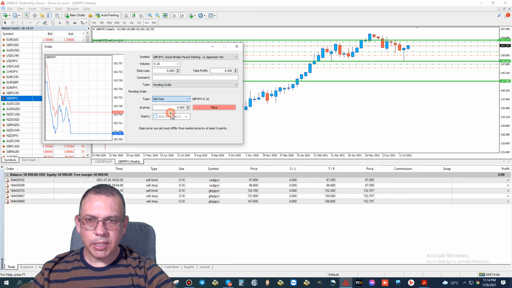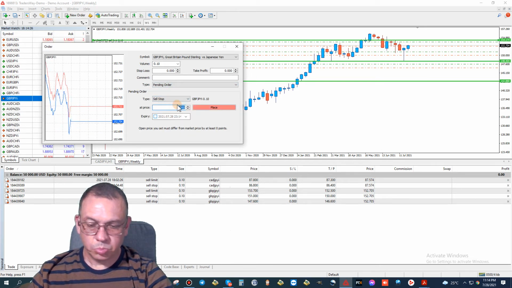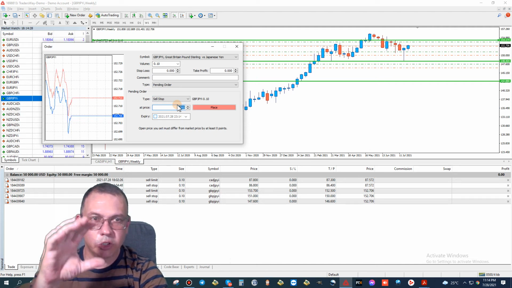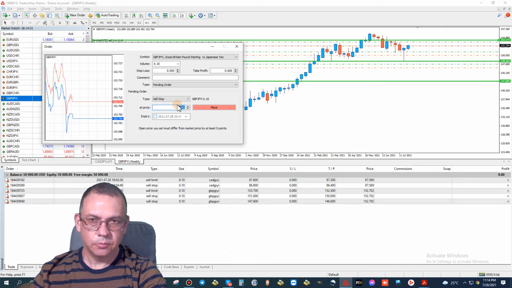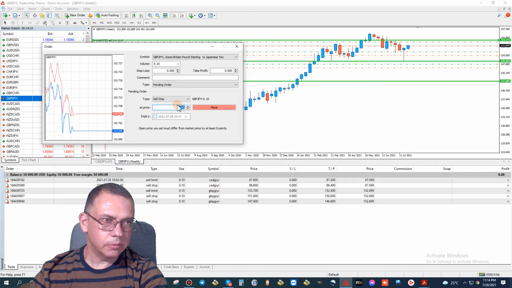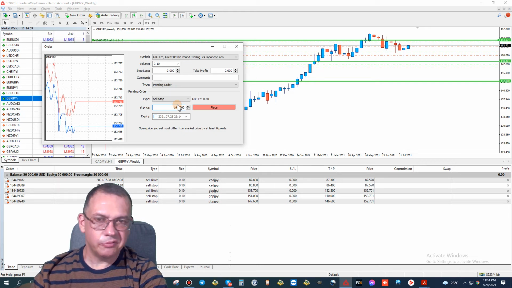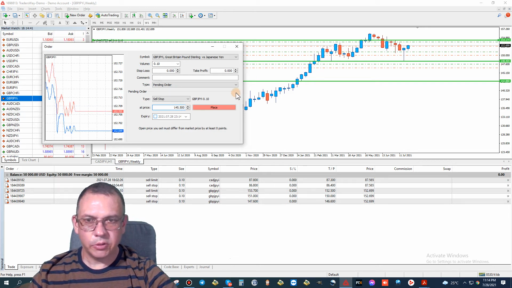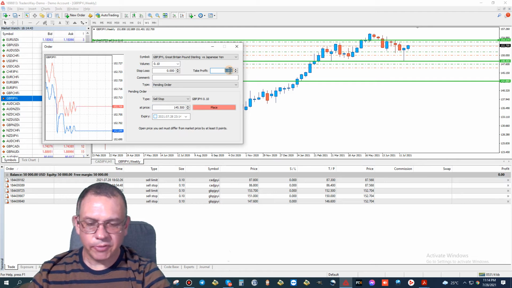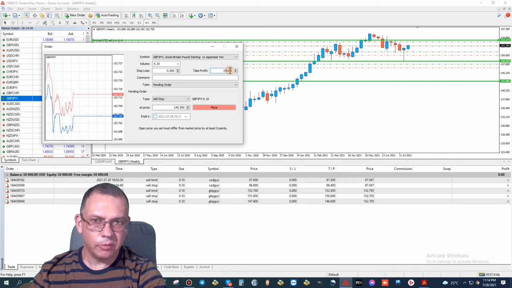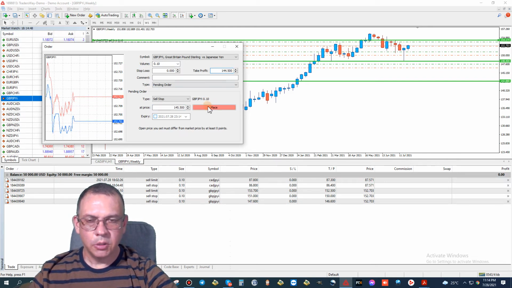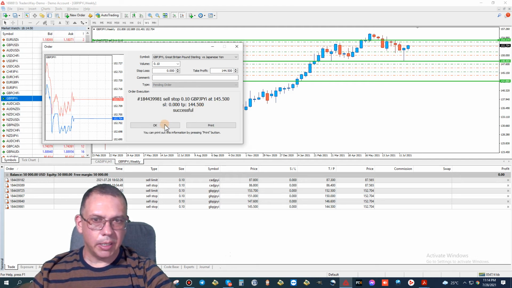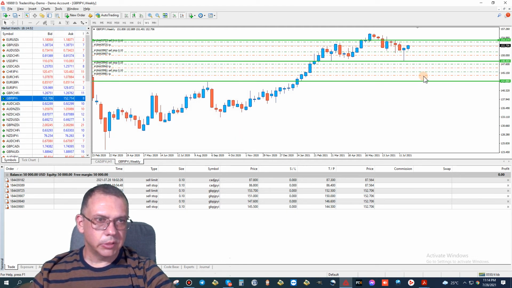I'm not saying you have to do this, but hey, you could set up all these trades like this for the next week or two, and just leave it. I'm going to put another sell stop at 145.500 and take profit at 144.500. Another 1,000 pips. Look at that. Oh wow, perfect. And that's enough.